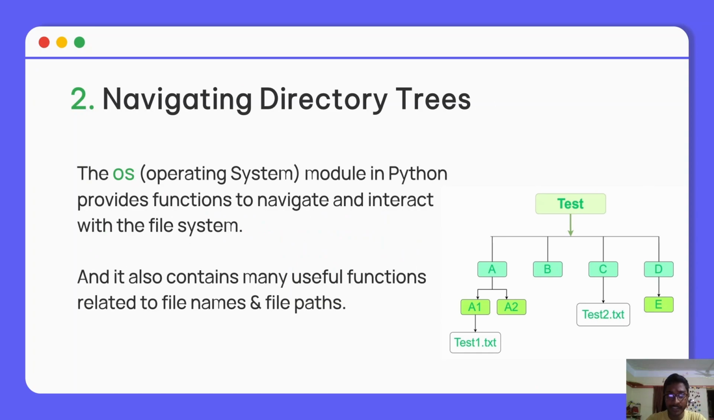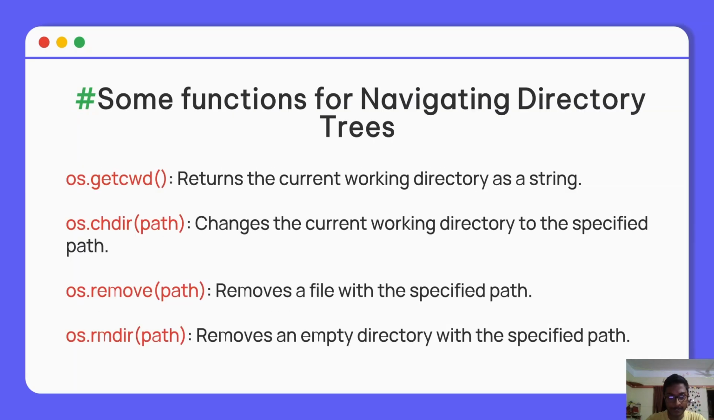Then we have navigating directory trees. To do this task, we use a module called the os module. OS stands for operating system. This module in Python provides functions to navigate and interact with the file system, and it also contains many useful functions related to file names and file paths. Some functions for navigating directory trees include os.getcwd, which returns the current working directory as a string. Then we have os.chdir, which changes the current working directory to the specified path.